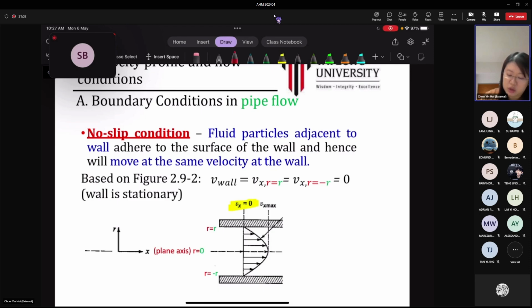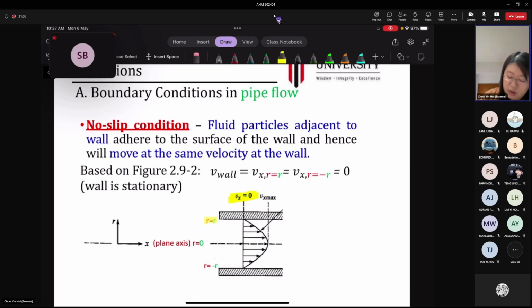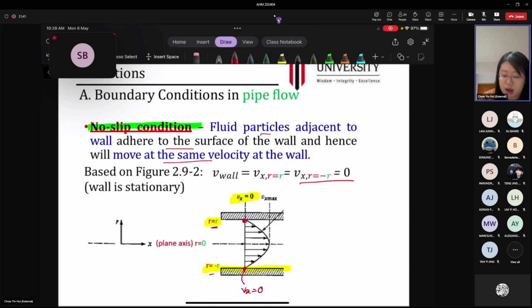If you denote this as the pipe wall r equals R, then this section here is the pipe wall r equals negative R. At both boundaries, your Vx will also be 0 because of the viscous effect, also known as the no-slip condition. Fluid particles adjacent to the wall adhere to the surface of the wall and hence move at the same velocity as the wall. So Vx equals 0 at r equals positive R and negative R.